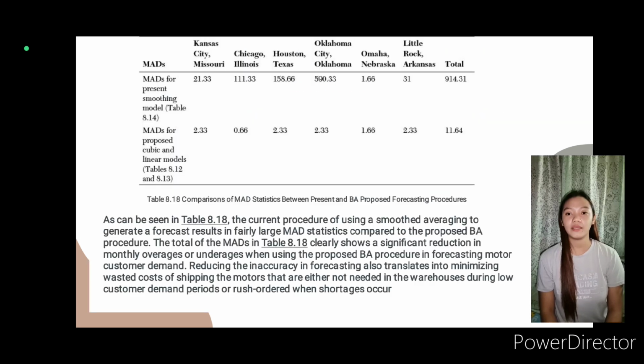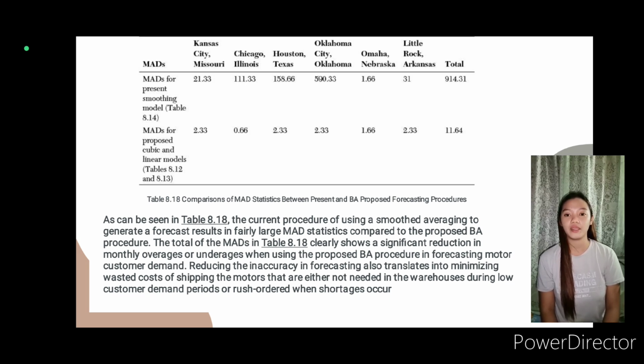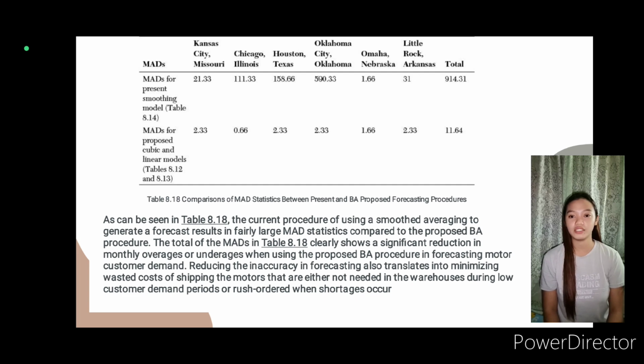As can be seen in Table 8.18, the current procedure of using a smoothed averaging to generate a forecast results in a fairly large MAD statistic compared to the proposed BA procedure. The total of MADs in Table 8.18 clearly shows a significant reduction in monthly overage or underage when using the proposed BA procedure in forecasting motor customer demand.